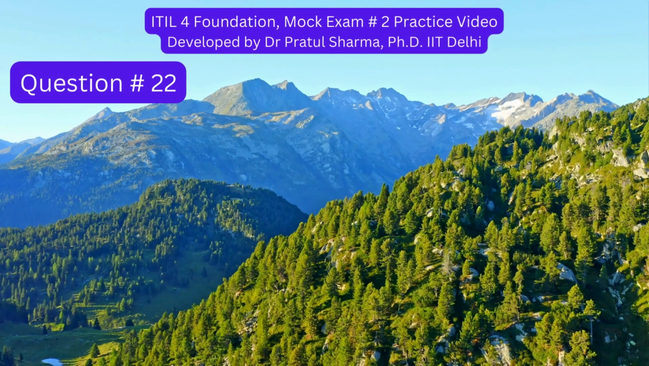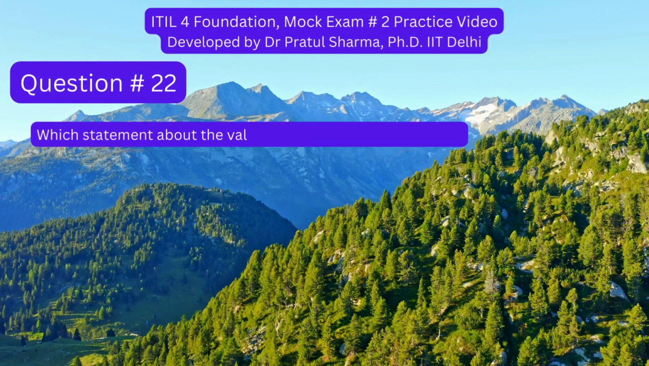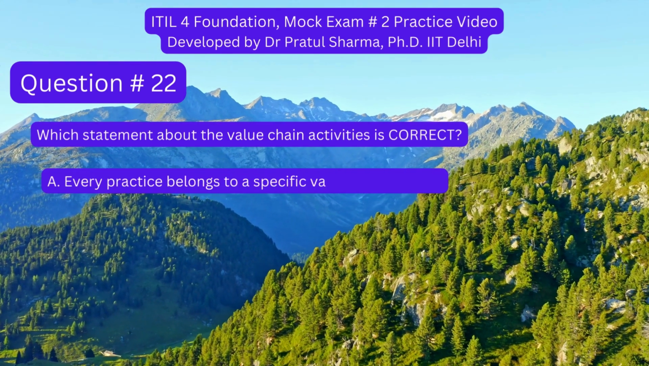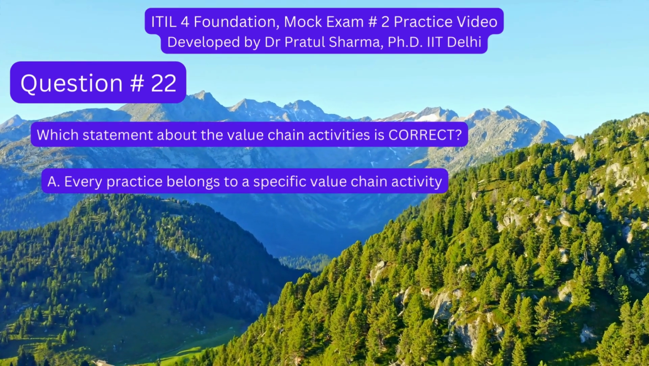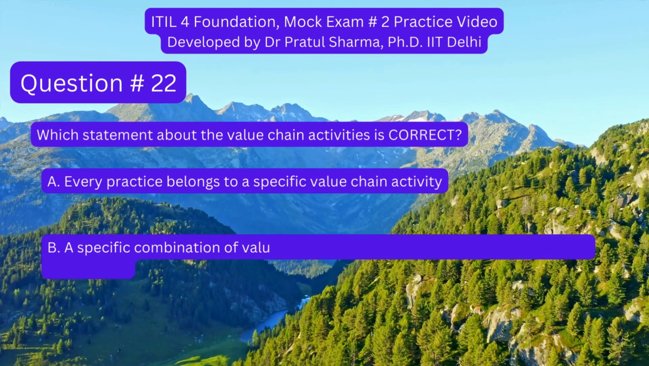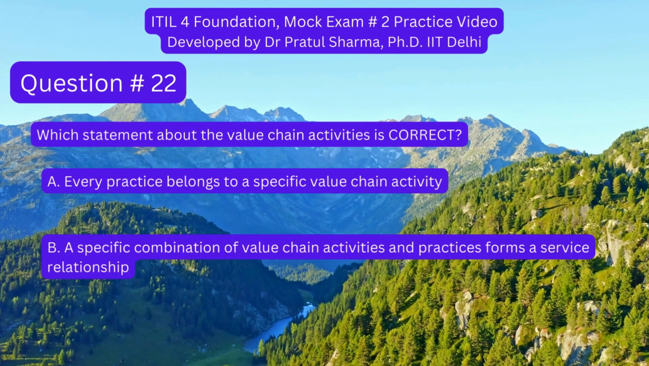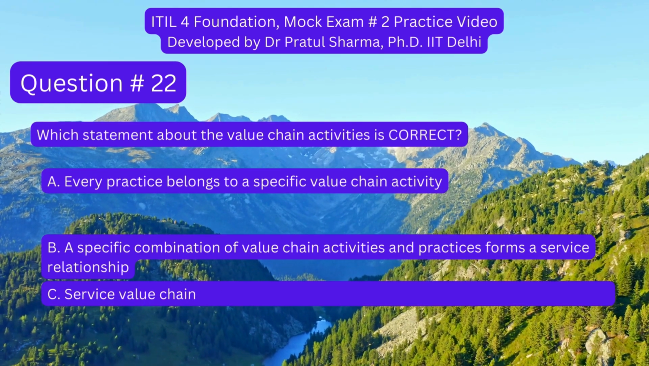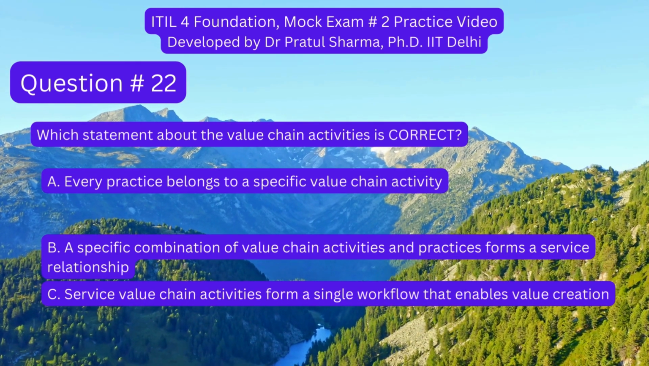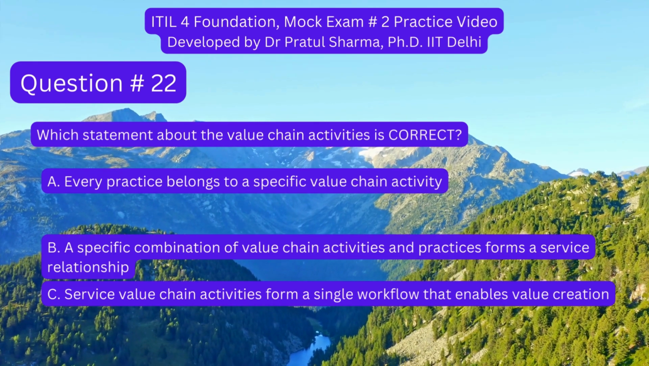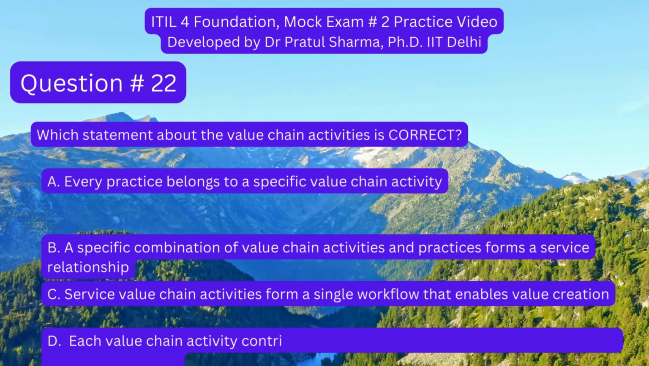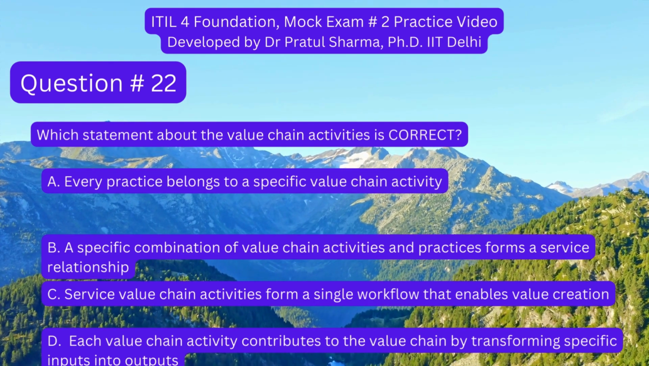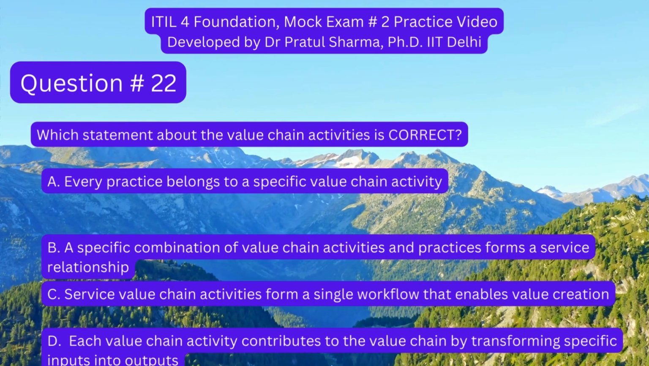Question number 22. Which statement about the value chain activities is correct? A. Every practice belongs to a specific value chain activity. B. A specific combination of value chain activities and practices forms a service relationship. C. Service value chain activities form a single workflow that enables value creation. D. Each value chain activity contributes to the value chain by transforming specific inputs into outputs.